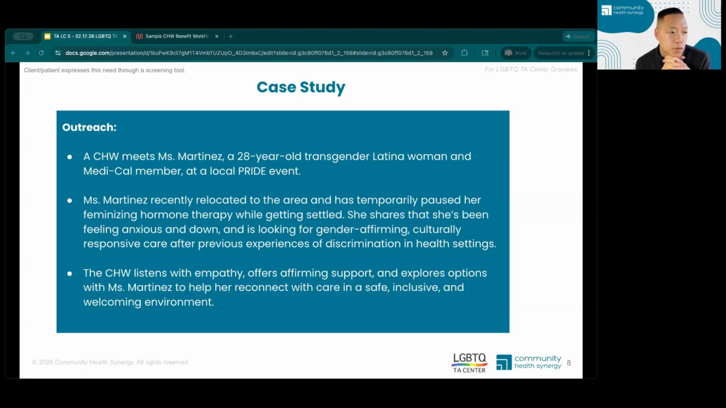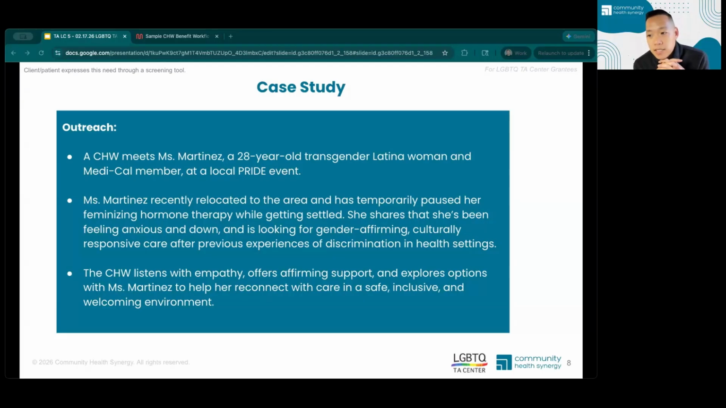And perhaps you met this person at a local Pride event. Ms. Martinez recently relocated to the area and has temporarily paused her feminizing hormone therapy while getting settled. It's been some time since she has received hormone therapy. She shares that she's been feeling anxious and down, and she is looking for gender affirming, culturally responsive care after previous experiences of discrimination in health settings. So, this is someone who has had bad experiences with providers who were not culturally sensitive or inclusive.